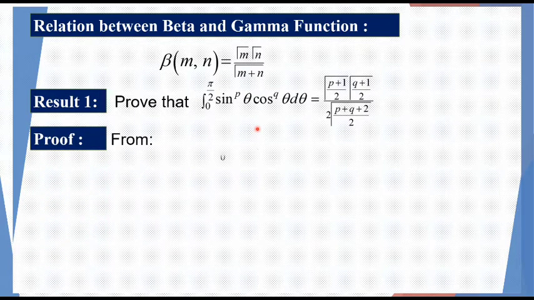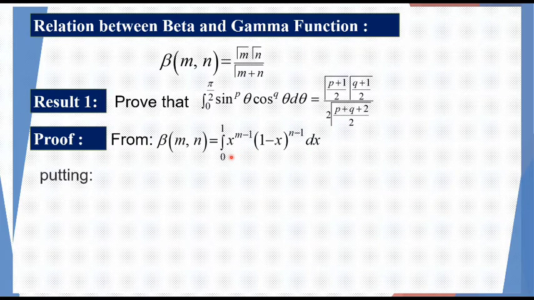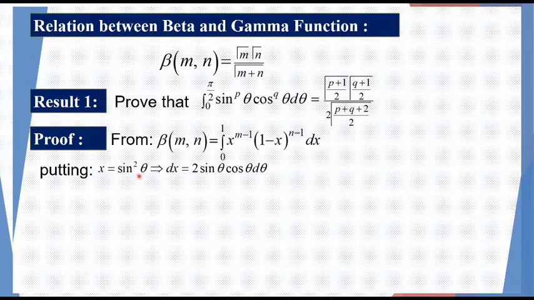So how to prove it? We have beta(m, n) equals integral 0 to 1 x raised to power m minus 1 (1 minus x) raised to power n minus 1 dx. Now we can replace this x by sine square theta. So dx equals 2 sine theta cos theta d theta. If x equals 0, then theta is also equal to 0. And when x equals 1, sine square theta equals 1, so sine theta equals sine pi by 2, or theta equals pi by 2. And 1 minus x will be converted into 1 minus sine square theta, or cos square theta.